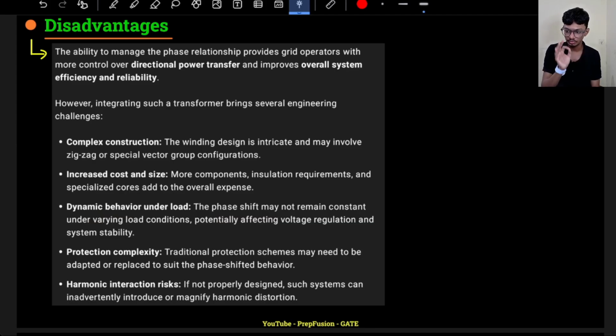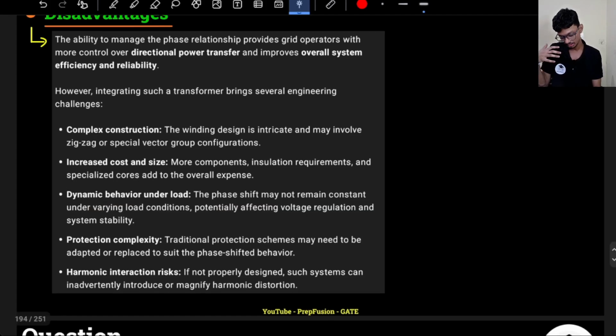Although we say that it is almost constant because voltage regulation is very low, there is still slight variation. Same here, right? Even if there is slight variation, circulating currents may flow that can potentially damage the devices. Okay, so now dynamic behavior under load. The phase shift may not remain constant under varying load conditions, potentially affecting the voltage regulation and system stability.